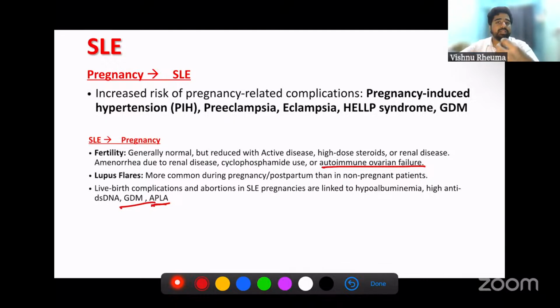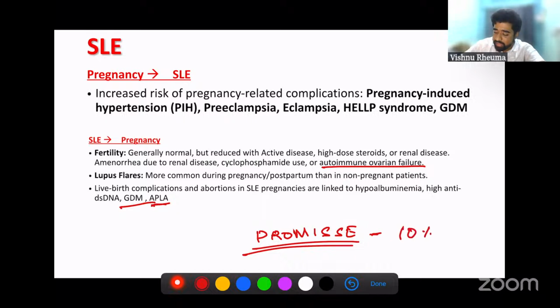So if there is quiescent disease activity, usually it's not a disease that flares a lot, maybe approximately 10 to 15% only. There was one PROMISE study that was done, seeing your pregnancy patients, SLE patients in active SLE disease. PROMISE study was done to see the outcomes in pregnancy, right? So if the disease is quiescent, it was only around 10%, but if the disease was active, those disease flares in pregnancy increased up to 60%, right?